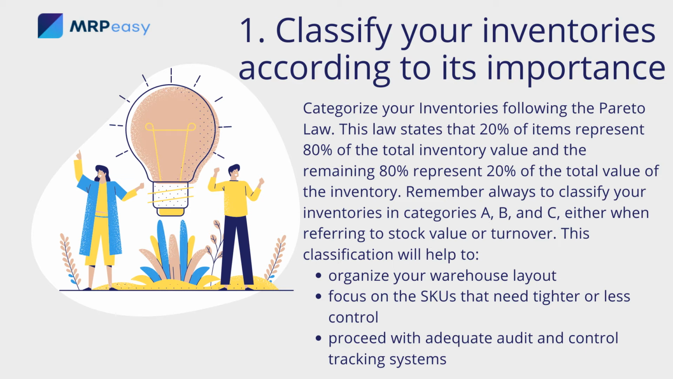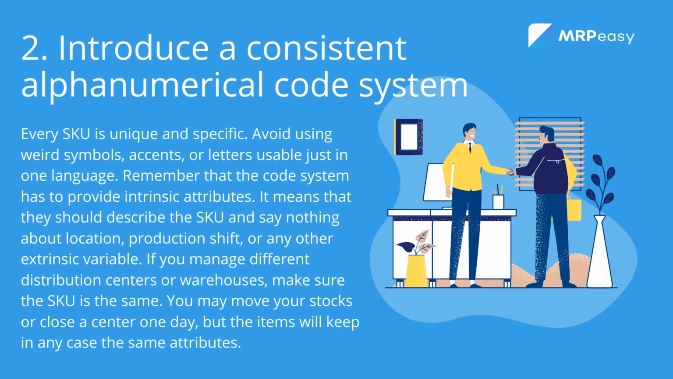Remember always to classify your inventories in categories A, B, and C, either when referencing stock value or turnover. This classification will help to organize your warehouse layout. Focus on the SKUs that need tighter or less control. Proceed with adequate audit and control tracking systems.